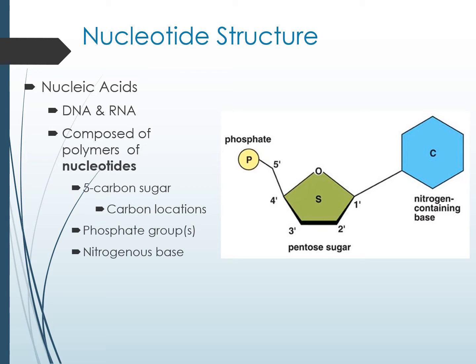On the 5-carbon sugar, each carbon is selective regarding what can attach at each spot. These 5 locations are referred to as primes. For example, the phosphate group is attached to the 5' carbon, while the nitrogenous base is attached to the 1' carbon. These locations are important to understanding the arrangement of DNA and RNA molecules.